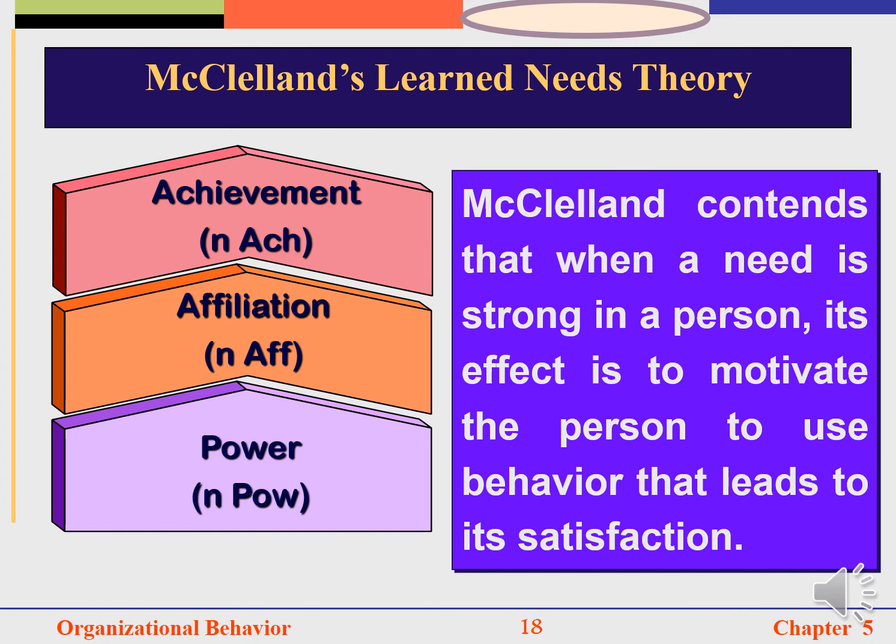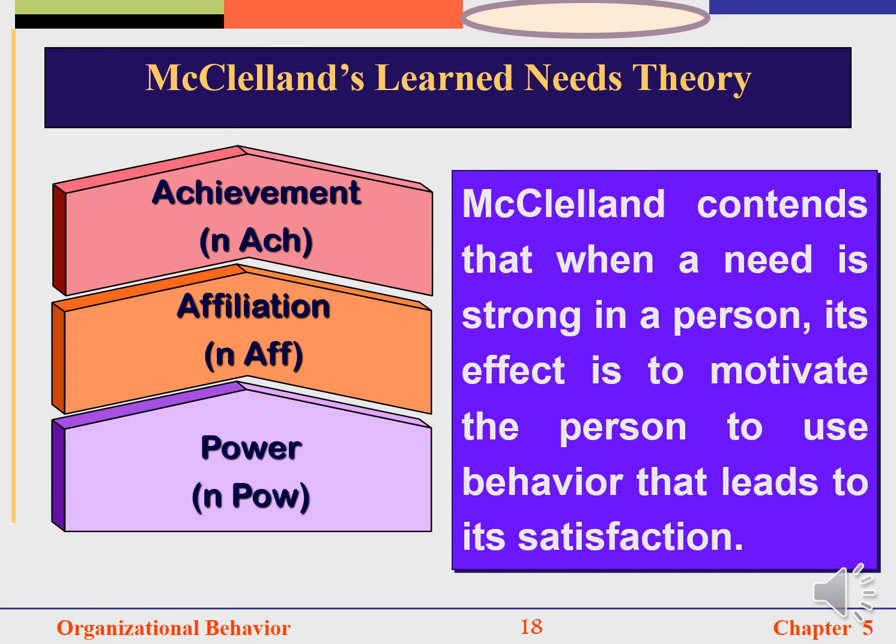According to David McClelland, as human beings, and here we're talking organizational behavior, in any organization, people have three different motives. He called them learned needs. The first one is the need for achievement. The second is the need for affiliation, and the third one is the need for power. When a need is strong in a person, whatever the need is, its effect is to motivate the person to use behavior that leads to its satisfaction.